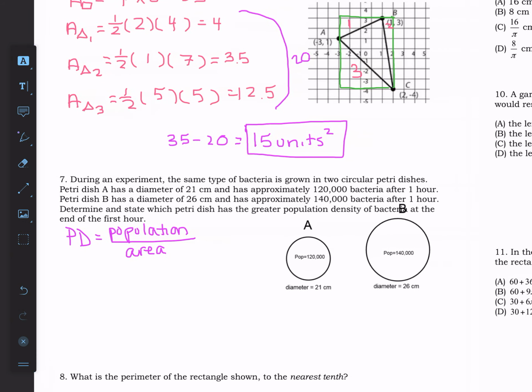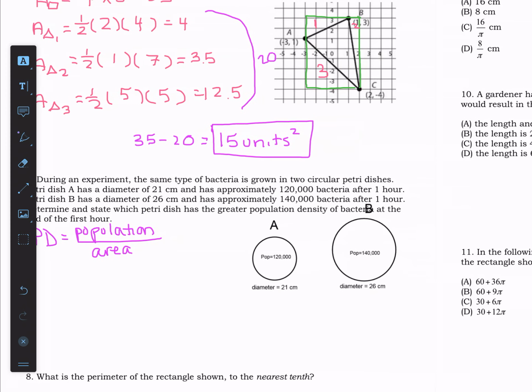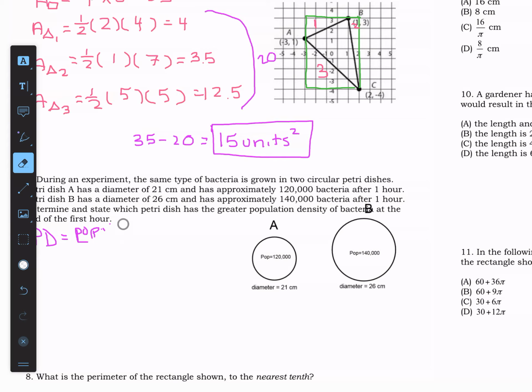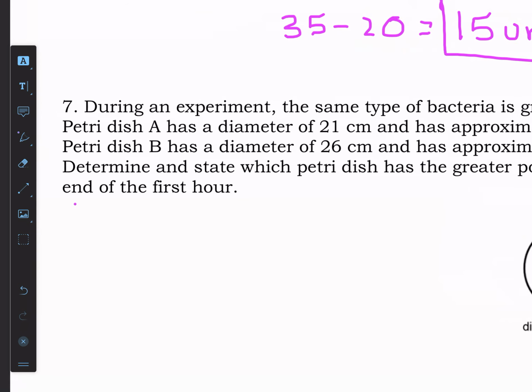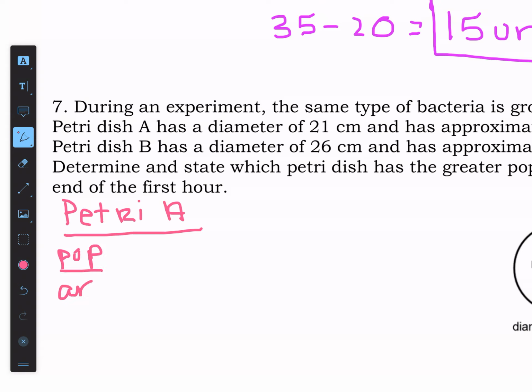So for this problem, we're going to have to figure out the population density for both petri dish A and B. Okay, let me just erase this so I have more room. All right, so give myself a little bit more space. Okay, so let's start off with petri dish A. All right, so if I want to get the population density, I'm doing the population divided by the area. So we know that the population of petri dish A is 120,000.